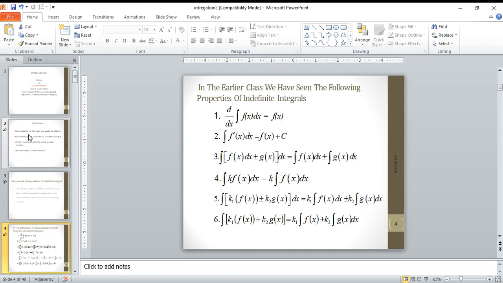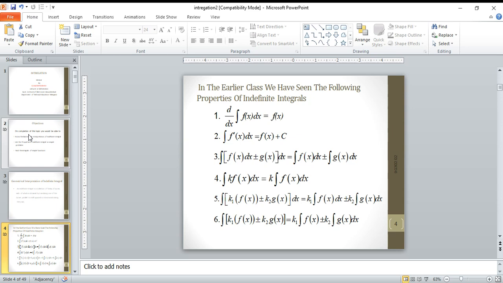In the earlier class, we have seen the following properties of indefinite integrals. First one, d by dx of integration f of x dx equal to f of x plus c. Second, integration f dash of x dx equal to f of x plus c. Third, integration f of x plus or minus g of x dx equal to integration f of x dx plus or minus integration g of x dx.